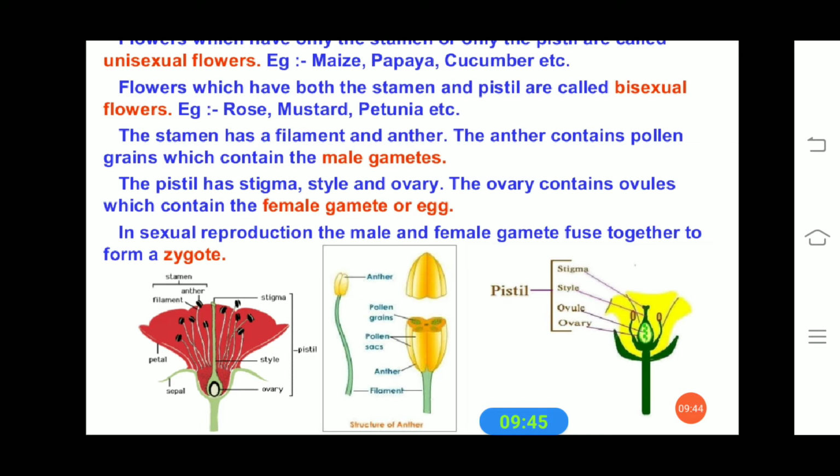Sexual reproduction means reproduction which depends on seeds. Yes, so in sexual reproduction we can see that these male and female gametes fuse together to form a zygote, which we call sexual reproduction.